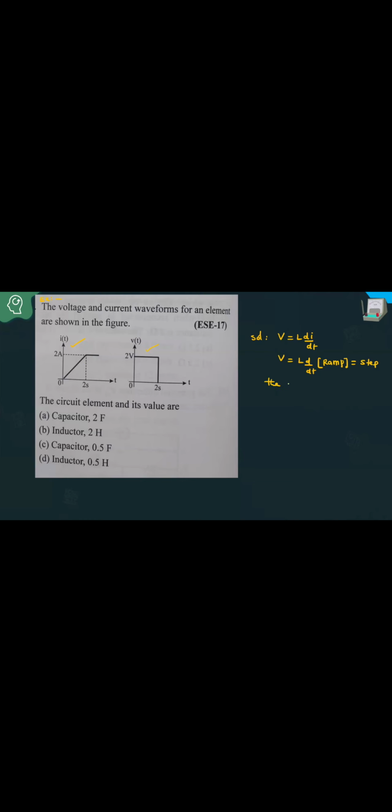The element is which one? Inductor. The element is inductor. Then the same question is repeated. What is the voltage? Voltage equals 2 volts. Inductance, 2 minus 0, 2 minus 0, so L equals 2 Henry. It is an inductor and it is 2 Henry.